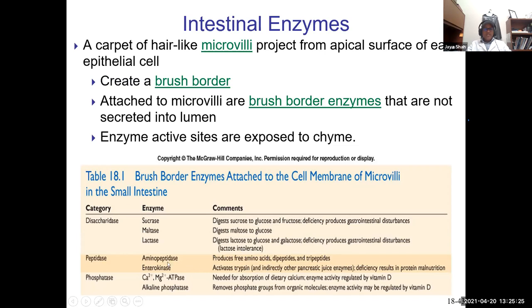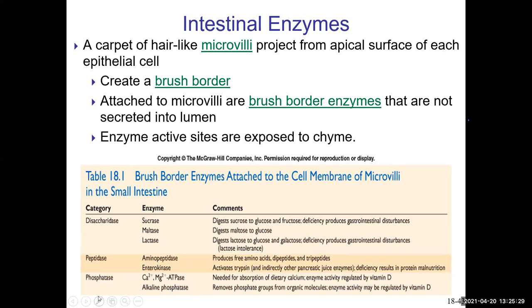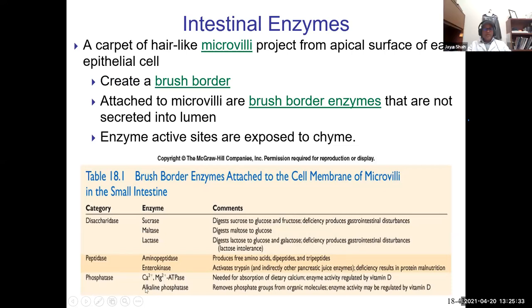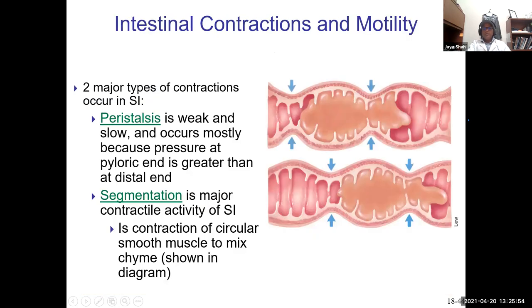Similarly, there are peptidase enzymes, like aminopeptidase, enterokinase, and they all digest protein. And then phosphatases, like calcium, magnesium ATPase, and alkaline phosphatase, they all break down the dietary calcium, like where you eat calcium from milk and other sources. They remove this calcium, magnesium, and also remove the phosphate group from organic molecules like your meat, fish, and other sources. Okay.